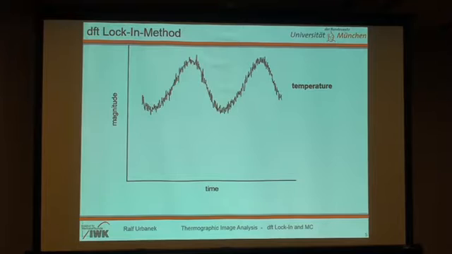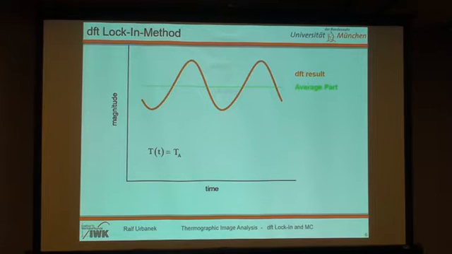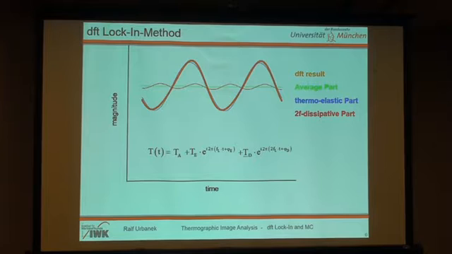So, next part, the DFT lock-in method. We have a sinusoidal course, our force, so we assume that we have a sinusoidal reaction. And our intention was that we take a DFT and get a bunch of sinusoidal parts that we can put together as our fit. And this is our fit, for example, and this fit consists of several parts. There's the average part, there is this thermoelastic part with the loading frequency, and then there is the dissipative part, 2F, with a double loading frequency.